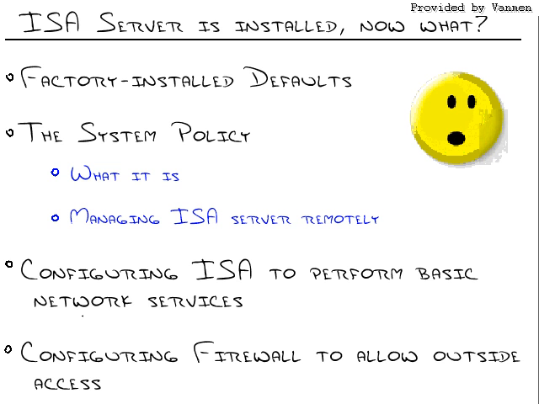ISA server is installed, now what? I love asking that question just because I can relate so well to it. I've been trying to learn Linux forever, and it doesn't matter the distribution, Red Hat, SUSE Linux, FreeBSD, I install it, and I ask this question. I'm like, hey, I got it installed. There's the GUI in front of me or a command line, and now what?